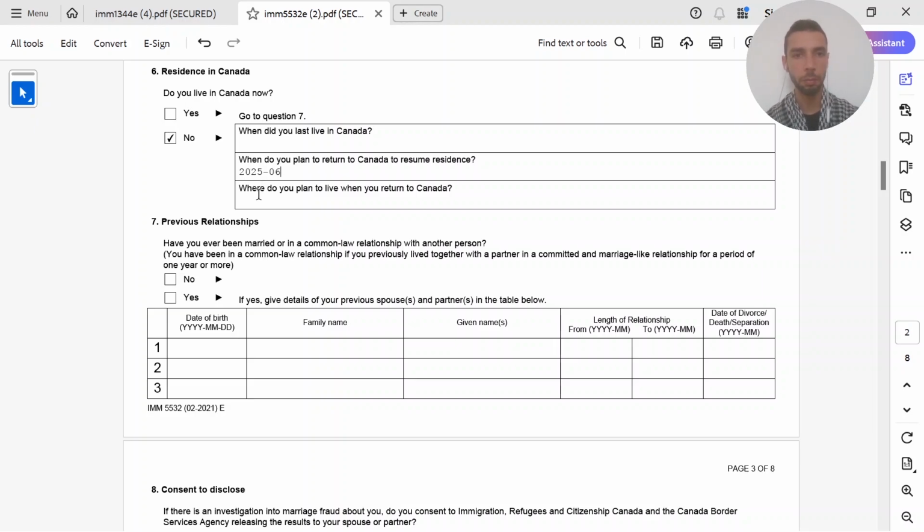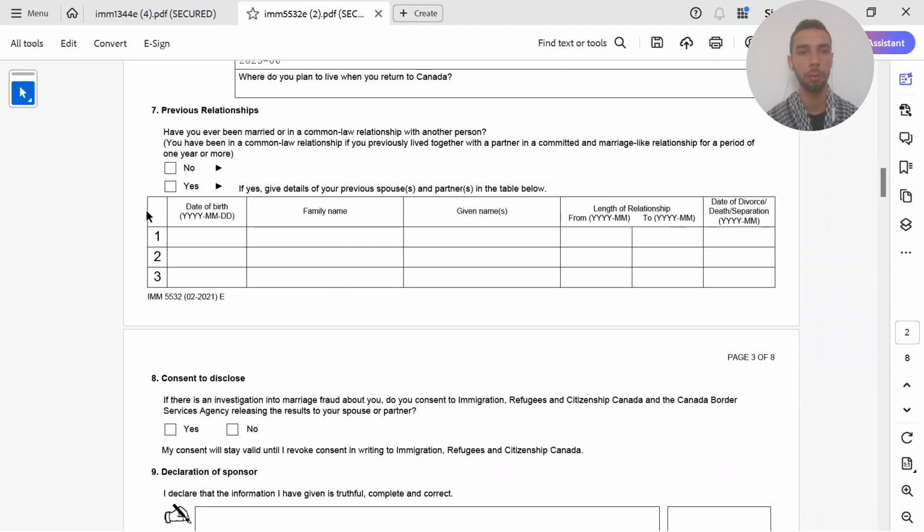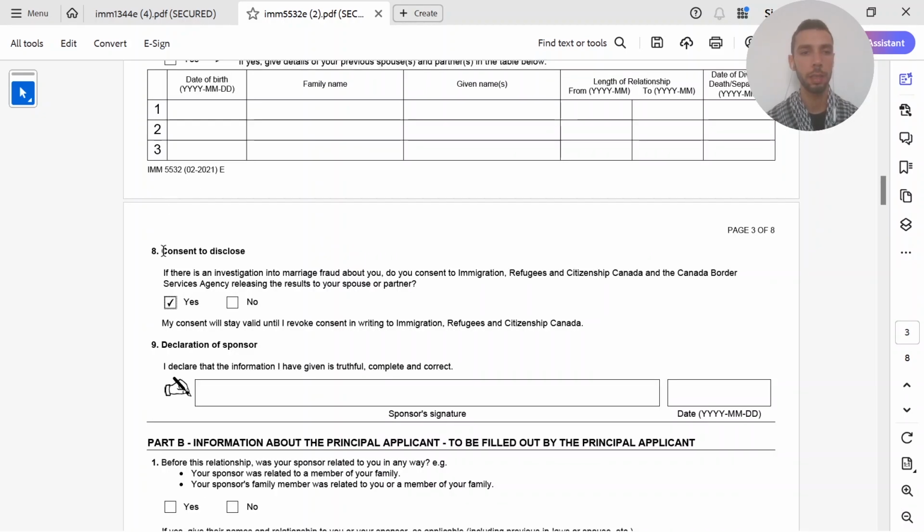Okay. And where do you plan to live when you return to Canada? This is where the city where you intend to live, and it's usually the city you have ties to. If you are living in Quebec, you won't have to show the proof of your financial ability to sponsor. Outside of Quebec, you will. So just keep that in mind when you fill this out. Okay, previous relationship. If you have been married or in a common law relationship in the past with another person, you have to answer the details. And here is the consent to disclose. Just click yes, sign the declaration, and put the date on it.